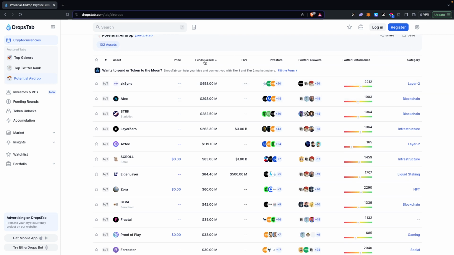So I look at the funds raised, okay? The higher the funds raised, the higher the airdrops will pay. So basically, for example, this one is like the top. They've raised 458 million US dollars. So this is like top. And I also look at the category. What kind of project is this? So this is a layer 2 coin, and I can just simply click on it to get more information about it.